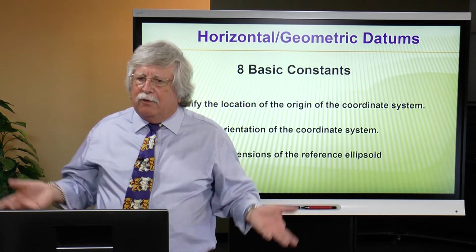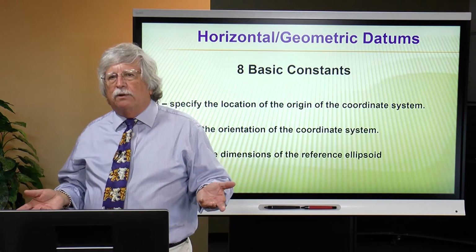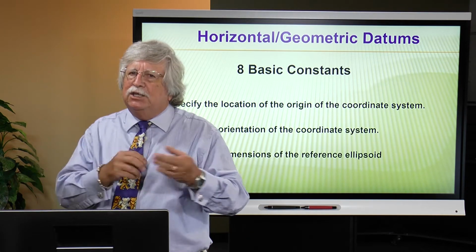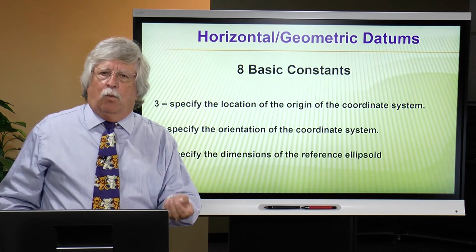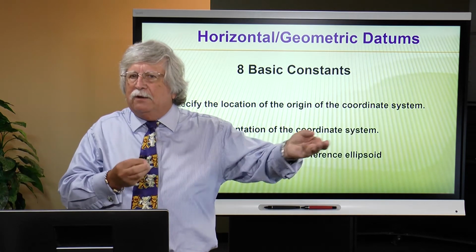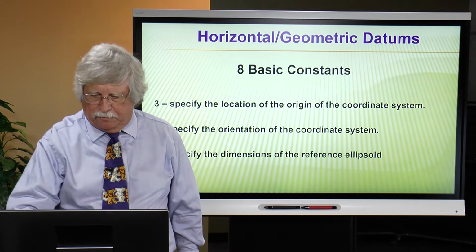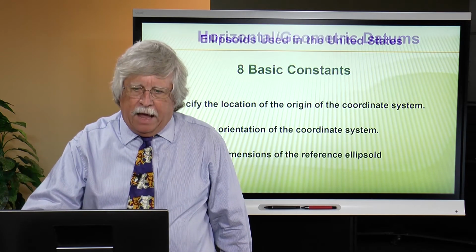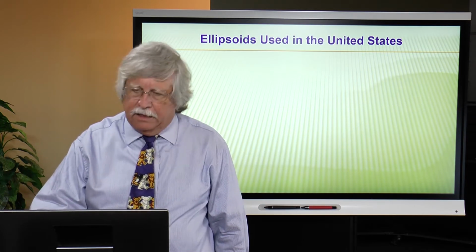And the two decide the size and shape of the Earth. So it's the same process, it's just using different points. One is a mark in a farmer's field, another is Earth geocenter. Let's take a quick look at the ellipsoids that have been used in the United States.